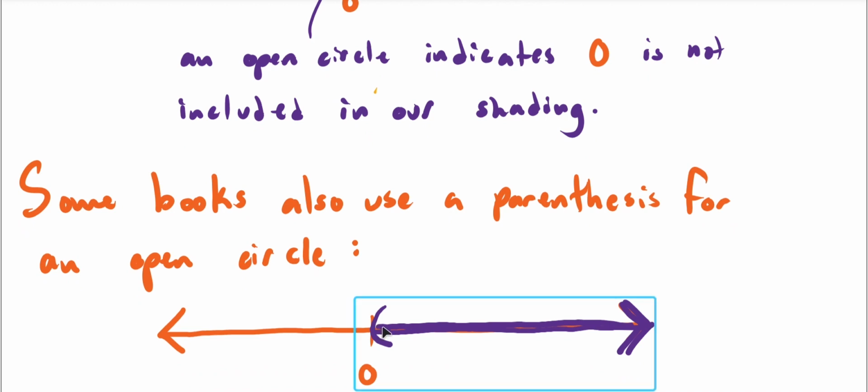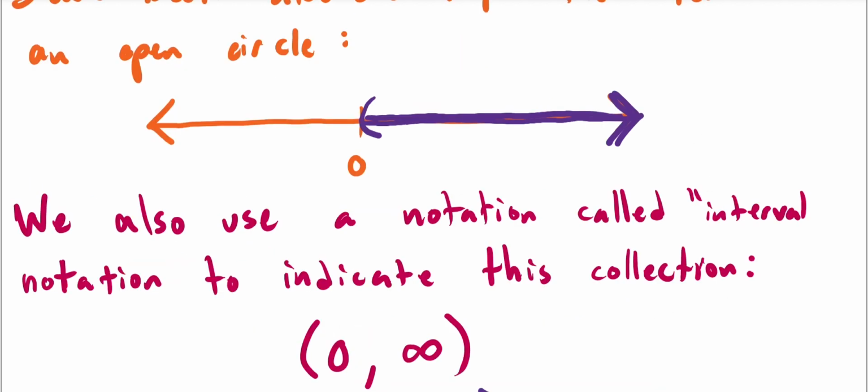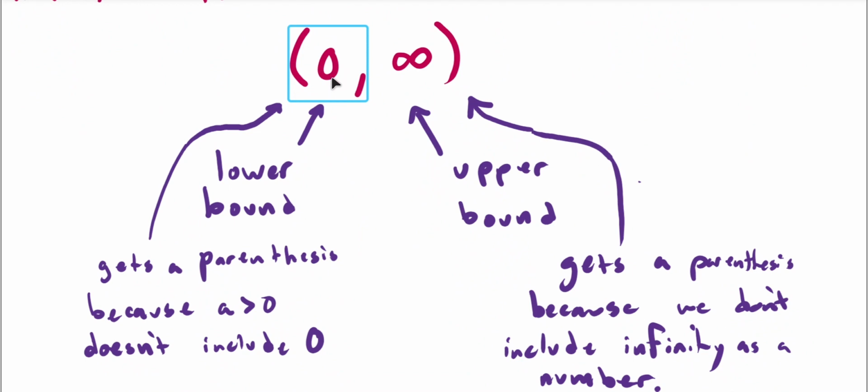Some books will use an alternative notation. They'll use a parenthesis for their non-inclusion of a number in a shaded interval. And this is kind of nice because it corresponds well with interval notation. So with interval notation, you want to put a start and a stop number separated by a comma. And then we use either brackets or parentheses to indicate whether we're including or excluding that number. In this case, we're going to start at 0, and we're not going to include it. So we're going to use a parenthesis.